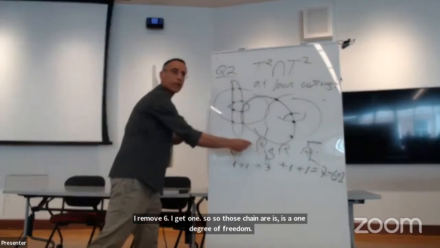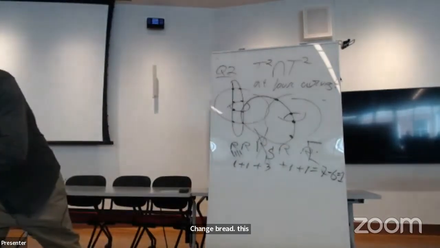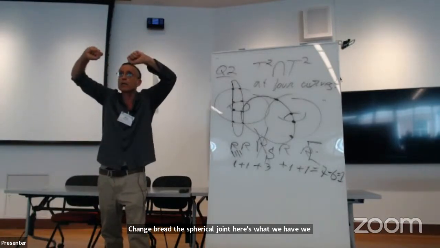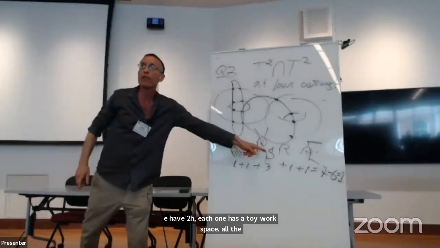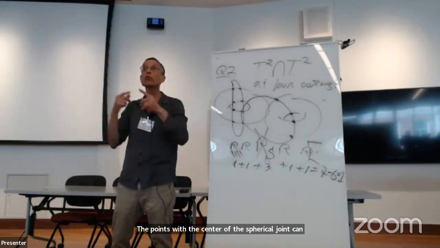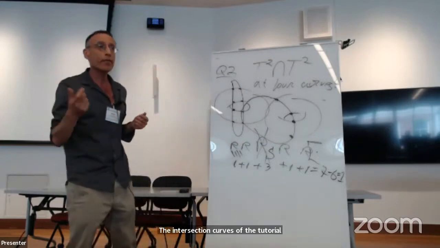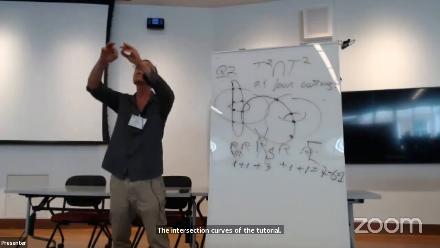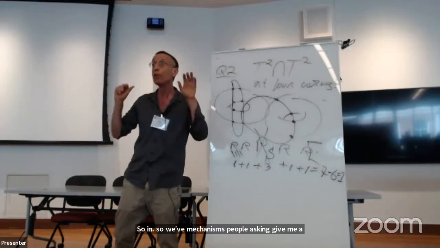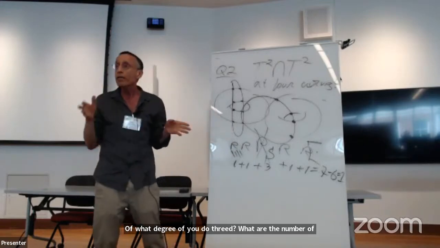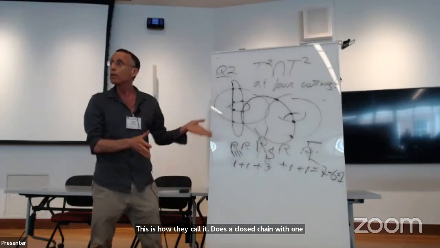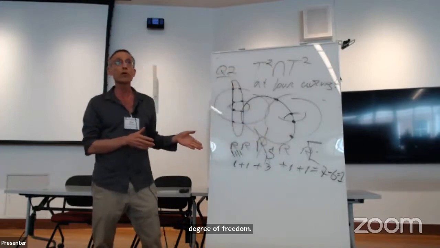Now, if we break the spherical joint, here's what we have. We have 2 RR robots. Each one has a torus workspace. All the points where the center of the spherical joint can match are exactly the intersection curves of the 2 tori. So in the theory of mechanisms, people are asking, give me a closed chain of 1 degree of freedom in 3D. What is the number of assembly modes? This is how they call it. It's an open problem. There are whole papers with catalogs of all 1 degree of freedom closed chains in 3D.